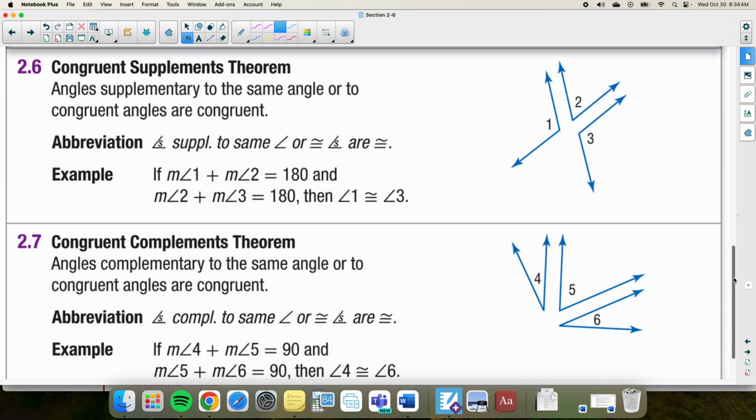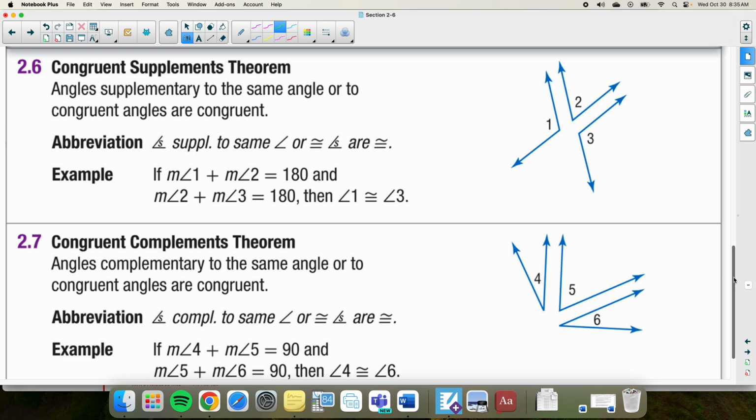Now, these two theorems, if I just read them to you, you're gonna think like, what does that even mean? But it really isn't hard to understand once you put numbers in. It says if you have angles supplementary to the same angle or to congruent angles, they are congruent. So here's what it's saying. It would tell you in a proof that angle 1 is supplementary with angle 2, and that angle 3 is supplementary with angle 2. And what this theorem is saying is that would mean that 1 and 3 would be congruent.